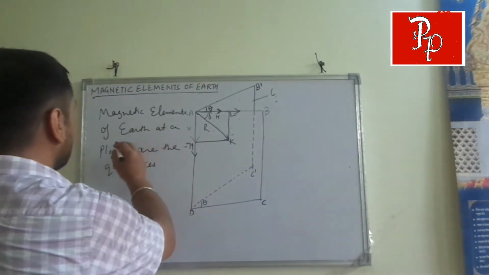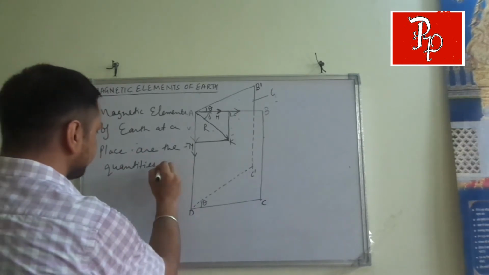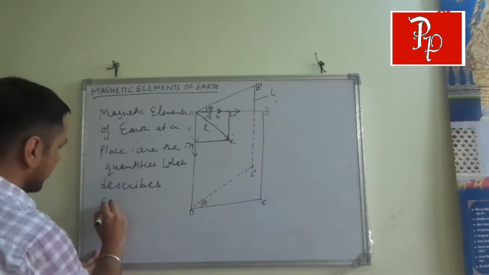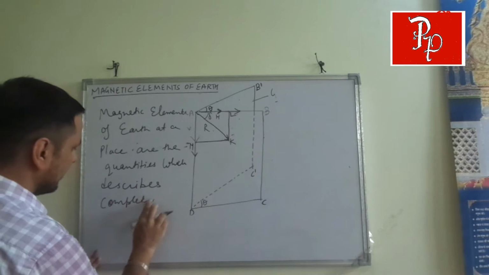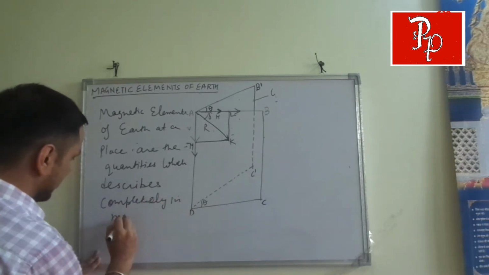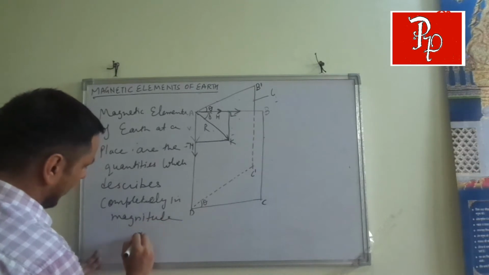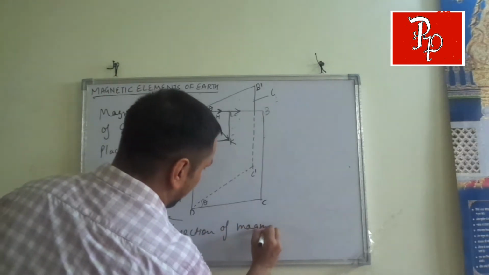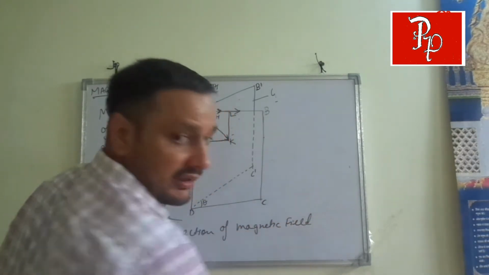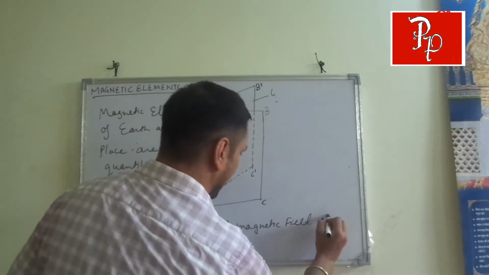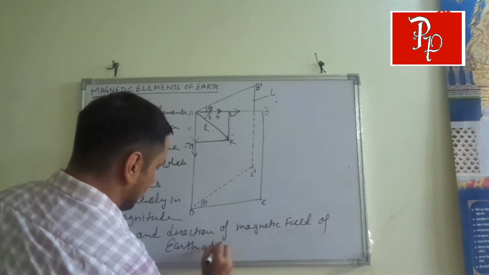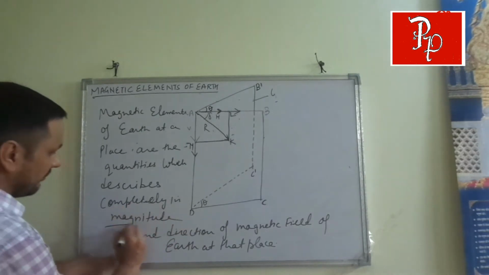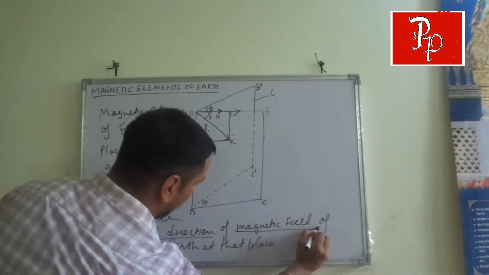We'll study it. So magnetic elements of earth at a place are the quantities which describe, जो पूरी तरह से हमें ज्ञान देती हैं, which describe completely, but how completely, in magnitude and direction. किस चीज का magnitude and direction, of magnetic field of earth at that place. तो बेसिकली हमें जानकारी देते हैं, describes completely about magnitude and direction. किसका? मैग्नेटिक फील्ड ऑफ अर्थ का.